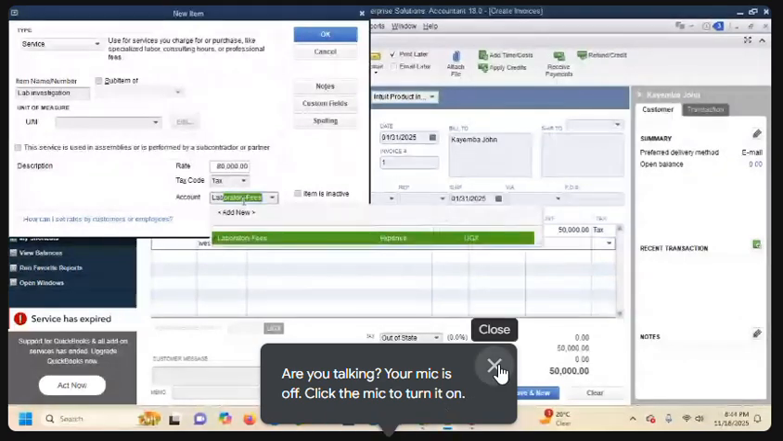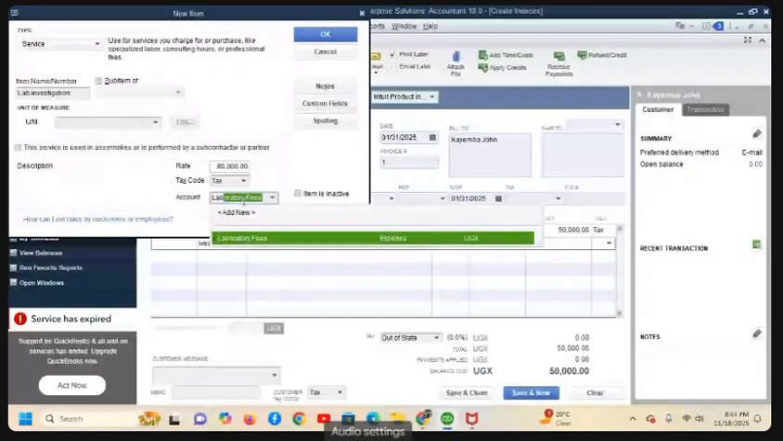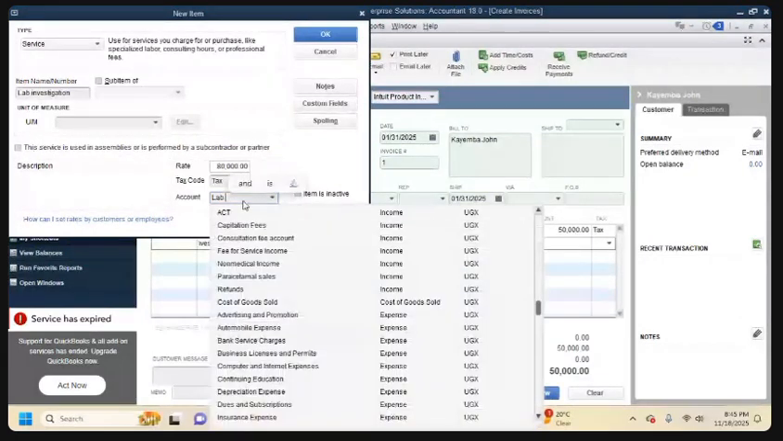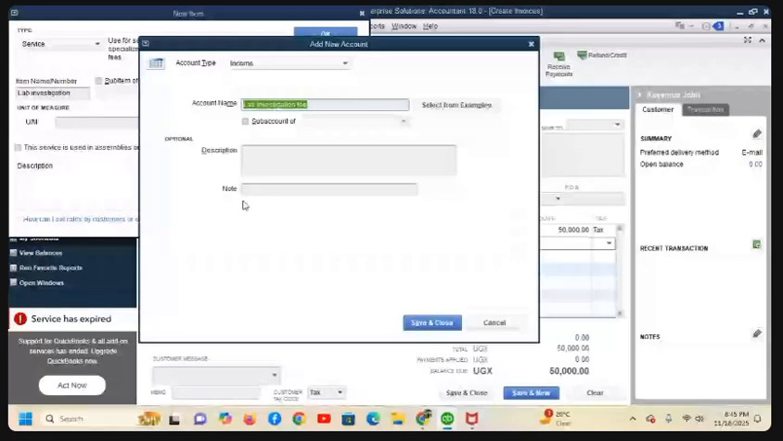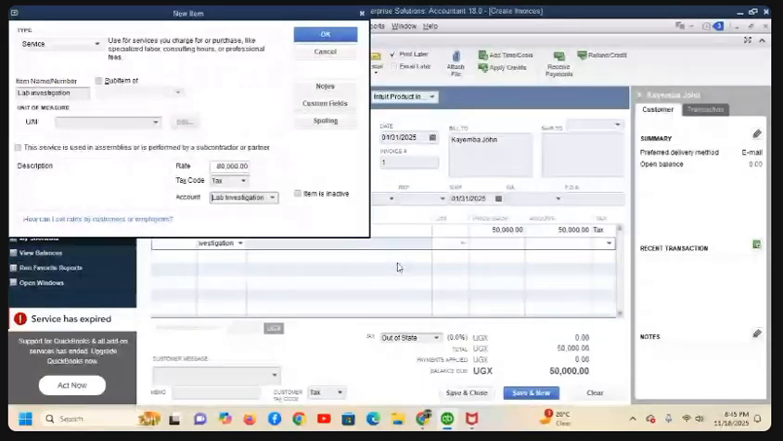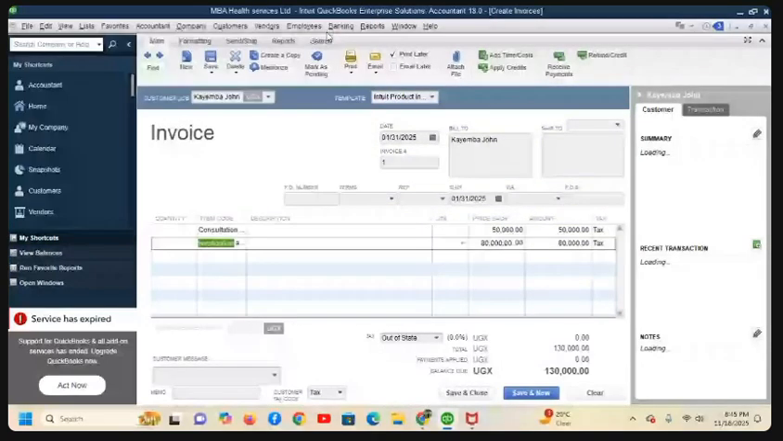Also, we just put it lab investigation fee as an income account. So we can save it. How much is the... it is 80,000, so it is now 130. What else should we charge?